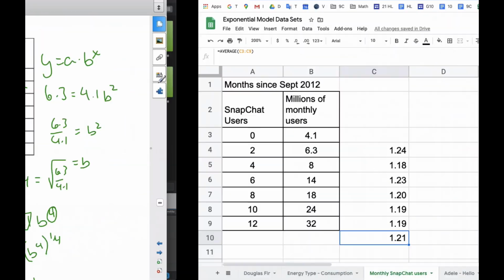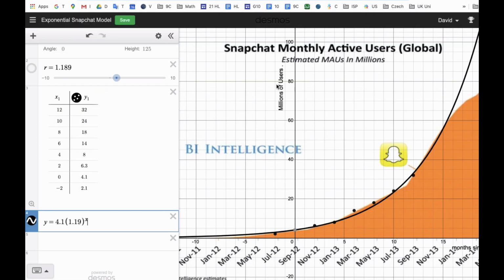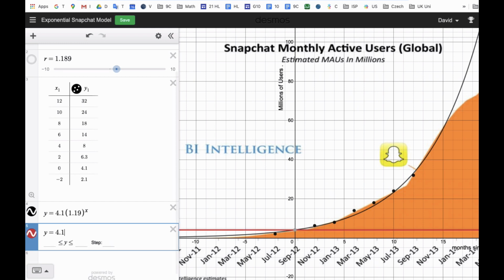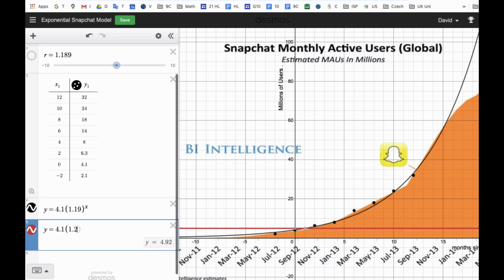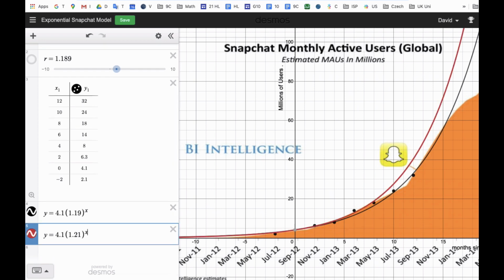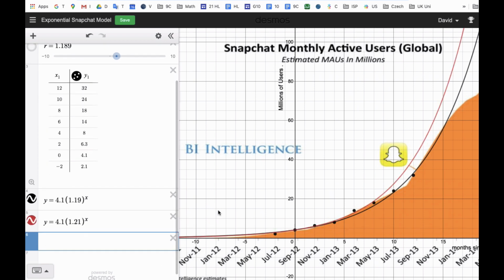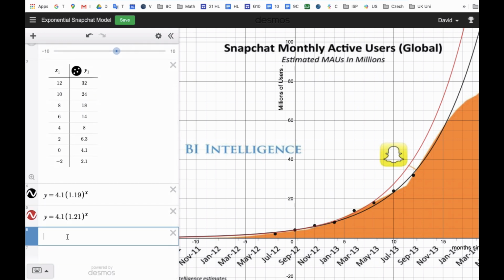So if we go now to our model here, let's try this one. Y equals 4.1 times 1.21 to the power of x. And when I look at that one, I get this one here. And so it also models it as well. And so sometimes you can see one looks better. And if I do this, I think the black one in this case looks better than the red one just by eyeballing it. We could also get Desmos to do it.